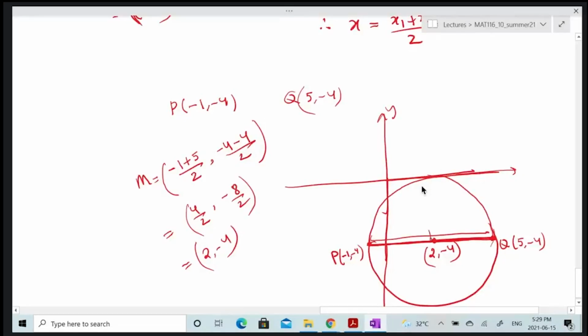There is another way you can also do it, guys. You find the center of the circle and then find the distance between P and the center. That will also give you the radius. Yes, ma'am.